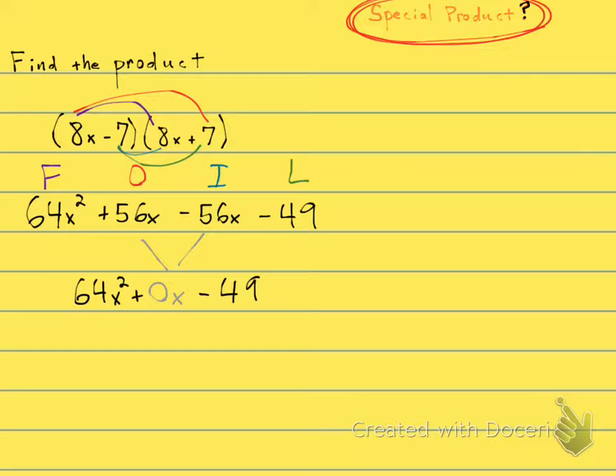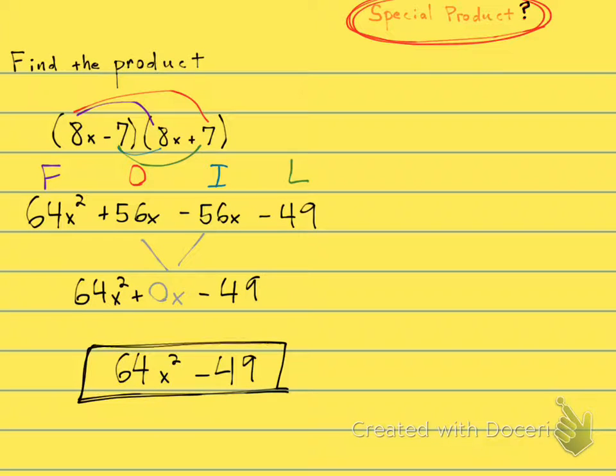And what I'm going to get is 64x squared minus 49. Now normally when we multiply two binomials, we're looking for our answer to be a trinomial. But in this case, the middle term cancels out. We get another binomial. Now this one has a special name. I'm going to pause this for a second so I can write down some of these special names we need to know for this problem.